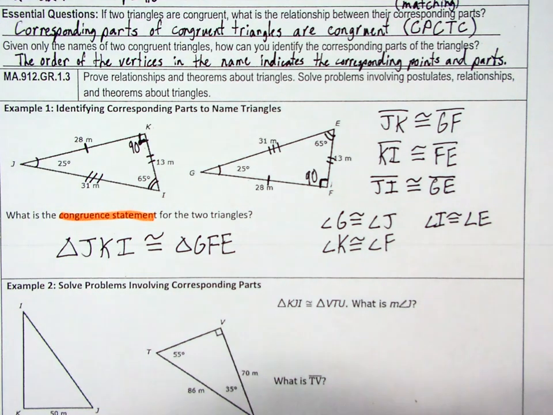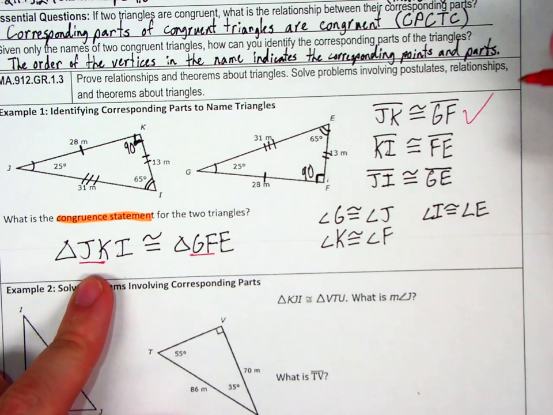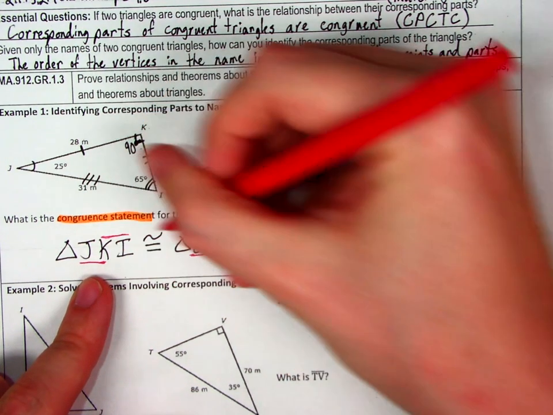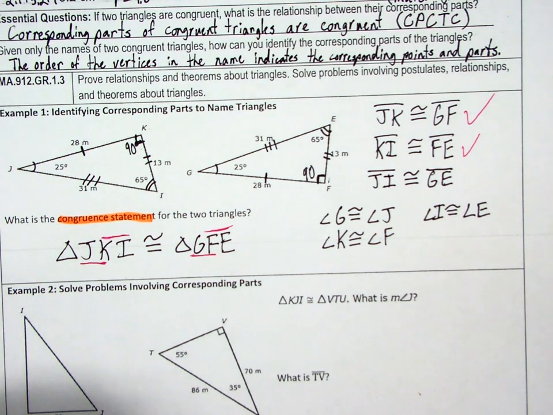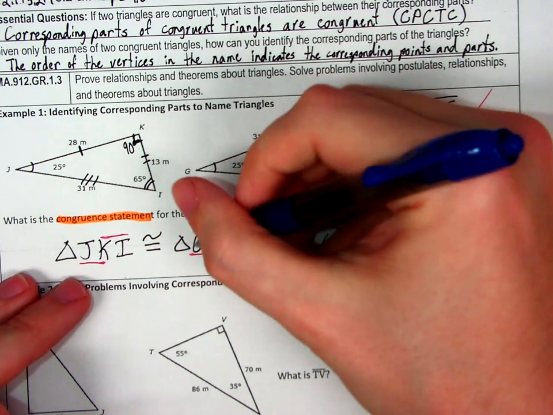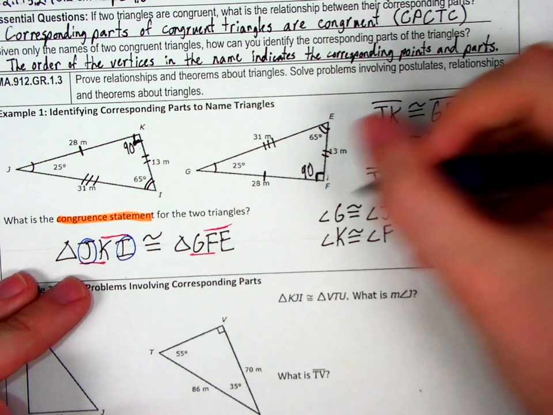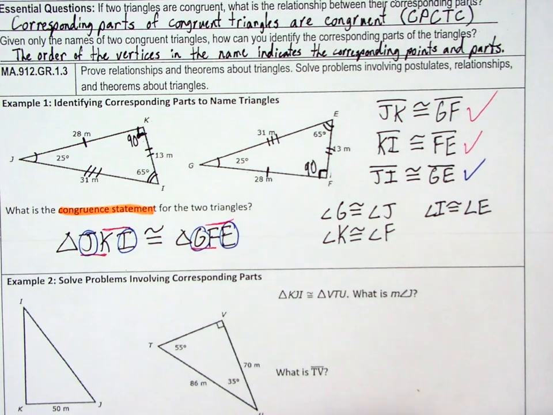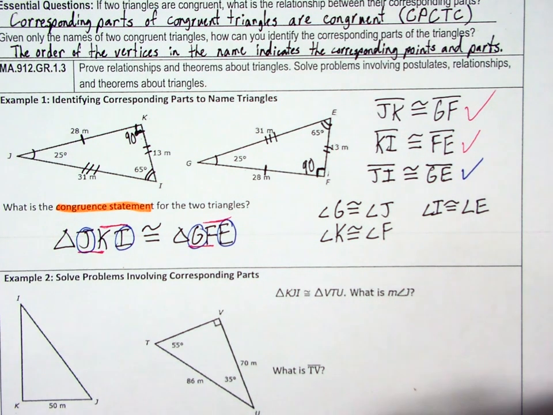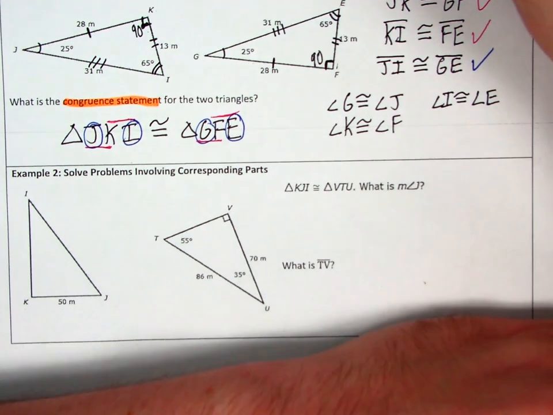We can look at this and say JK is the same as GF. We see it up here. You can see KI is the same as FE. We see it up here. We see JI is the same as GE. We see it there. Now, how do we use that? We can use it to identify matching parts.